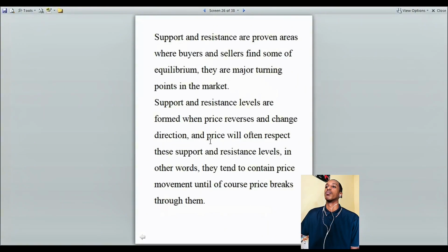Yeah. So let's talk about support and resistance. Support and resistance are proven areas where buyers and sellers find some equilibrium. They are major turning points in the market. Support and resistance are formed when price reverses and changes direction. The price will often respect these support and resistance values. In other words, they tend to contain price movement until or once price breaks through them.